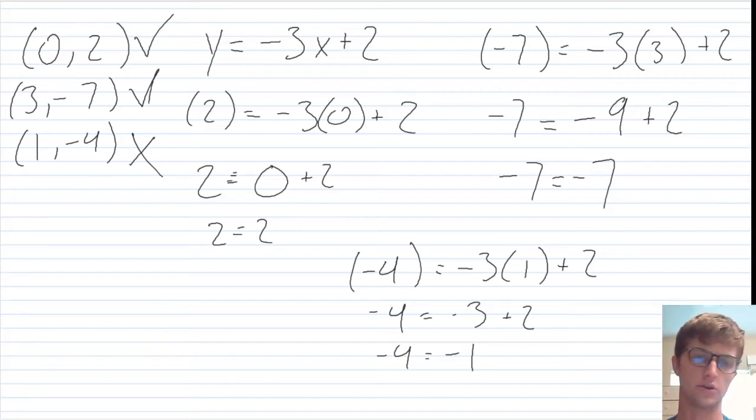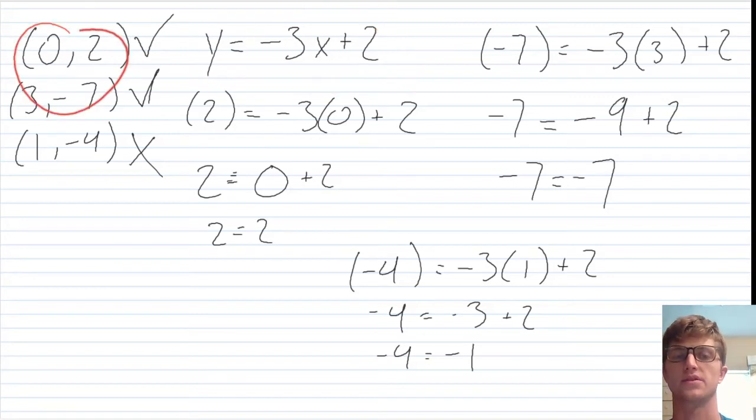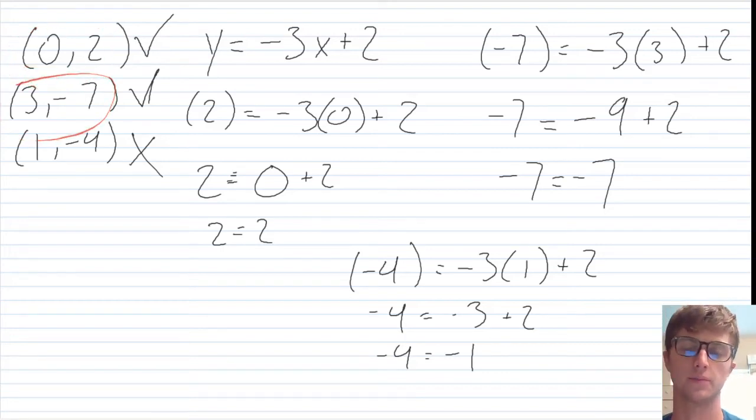So that just goes to show you that some points will satisfy an equation and some will not. But also notice that we had two different points that made the statement true. That's a little bit different from some of our previous problems, because with one variable, usually it was just one point that satisfied the equation. Now we have a couple that will make it true.